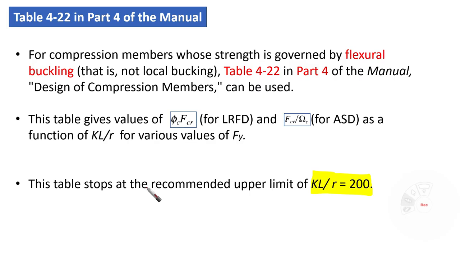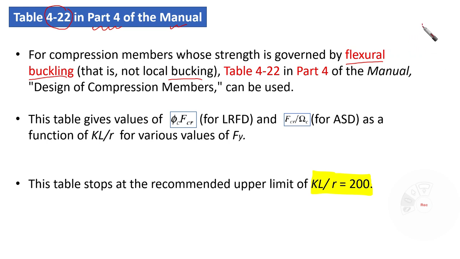Okay, first of all, we have two main types of tables that you are going to find in AISC. The first one we call Table 4-22, which is in Part 4 as we have mentioned before in the manual. This table is for compression members whose strength is governed by flexural buckling. Okay, that is not local buckling. If you remember, a couple of videos before, I was talking about flexural buckling and the other, local buckling.